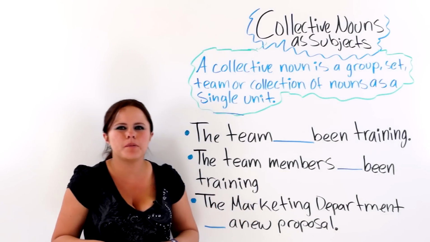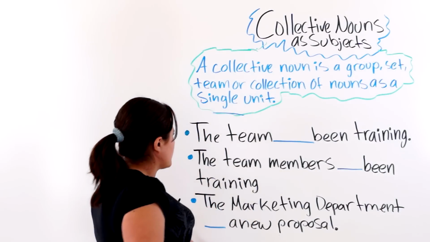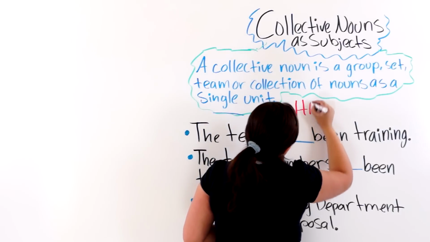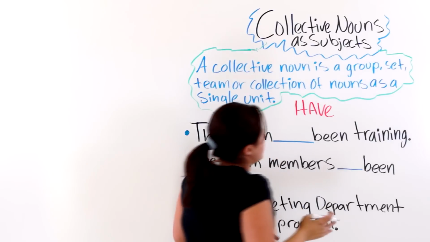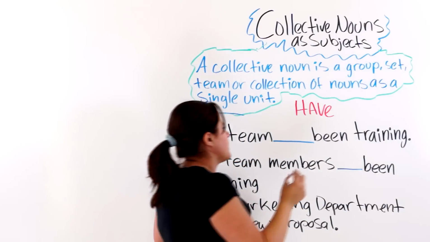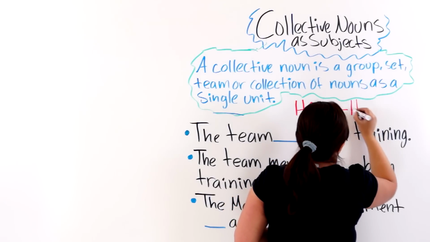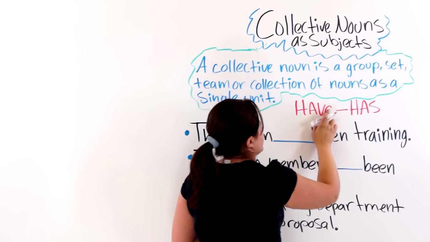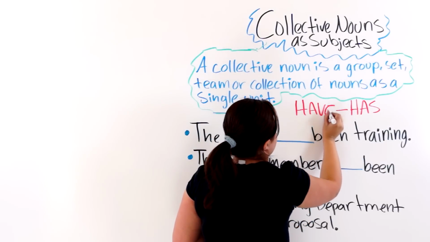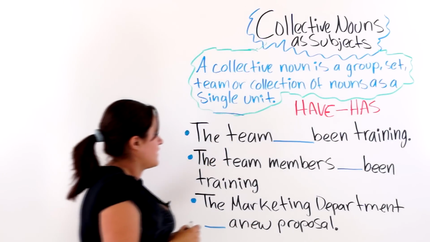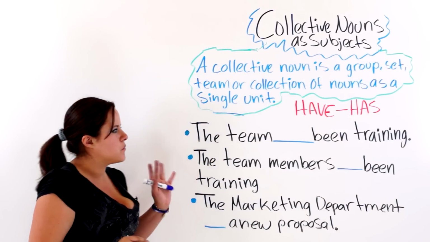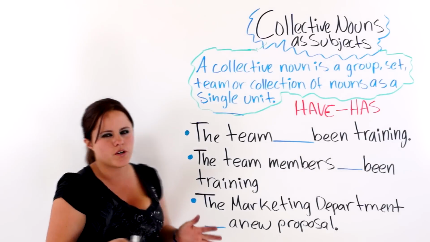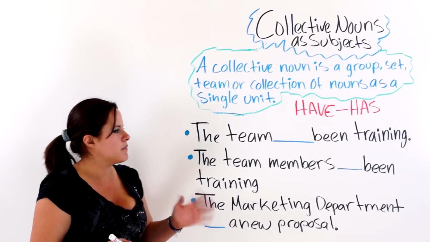Now you are going to help me fill in the blanks with the correct form of the verb have. Okay, so that means that we are going to use have or, that's right, has. So, okay, let me just capitalize this one because it looks a little bit out of place. There you go. Okay, you are going to choose have or has. All right, the first one says the team blank been training.